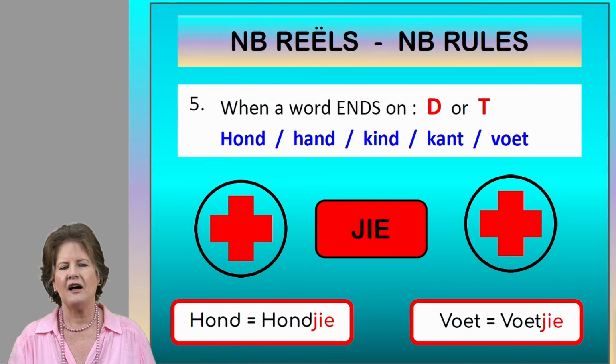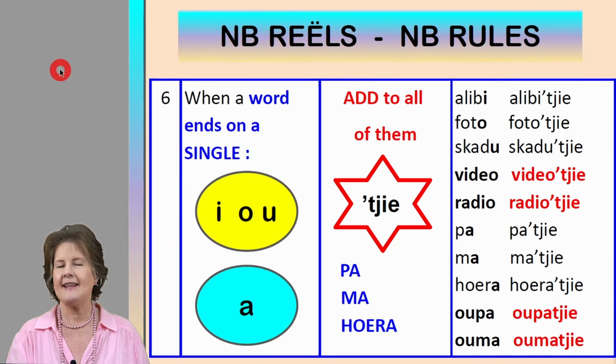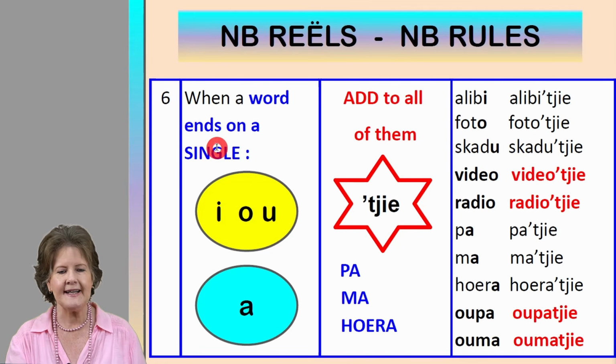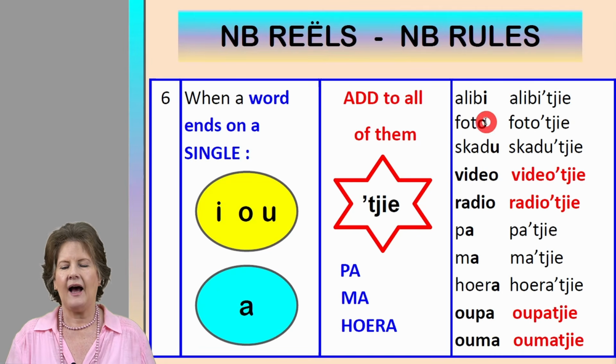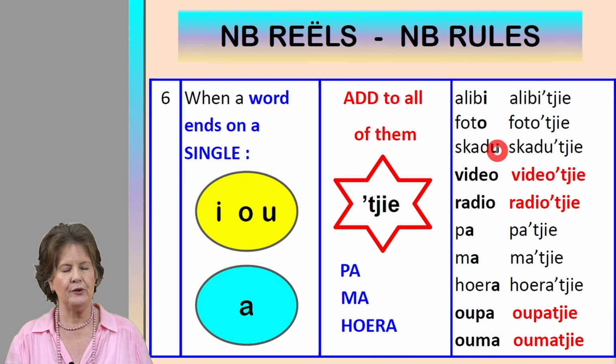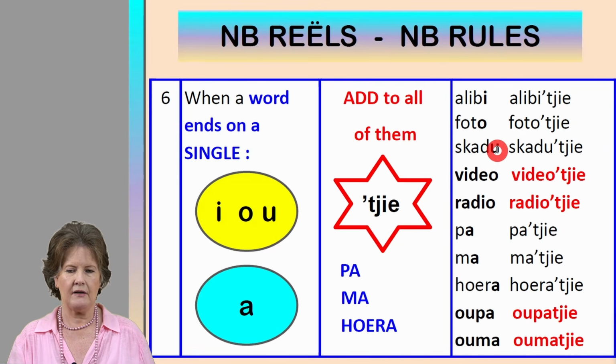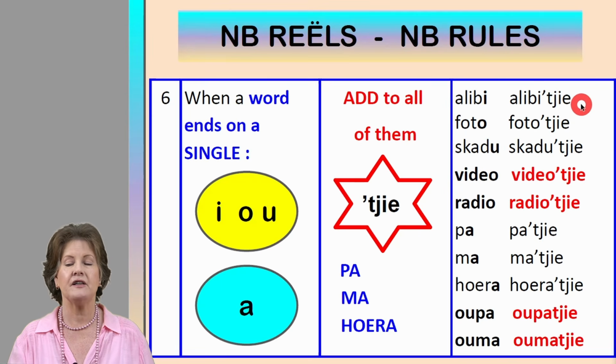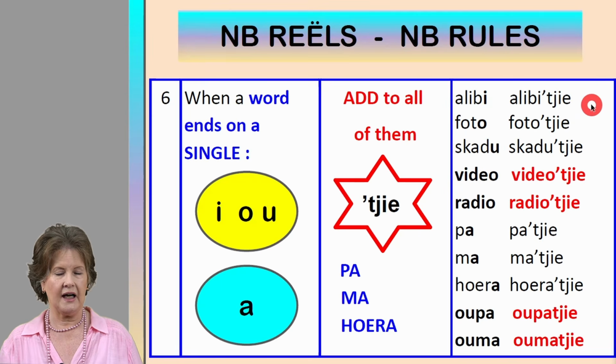Then we get to the last rule. This is rule 6. They're exactly the same as plural. When a word ends on a single, look at alibi. I owe or you. I owe you something. Right? You give, in plural, you give it apostrophe S. Here you give it apostrophe TJIE.